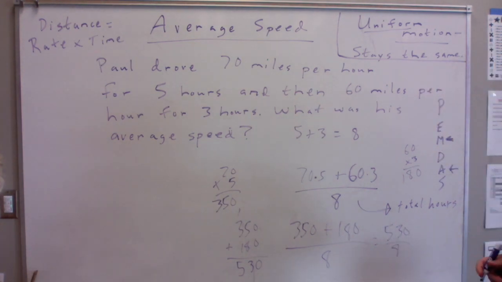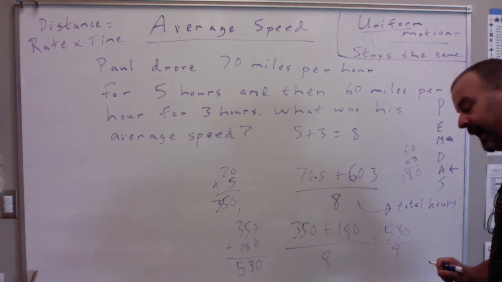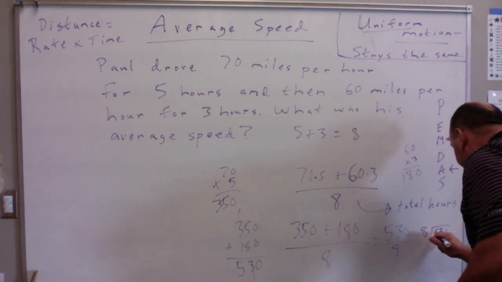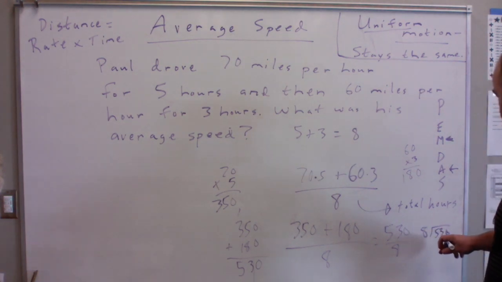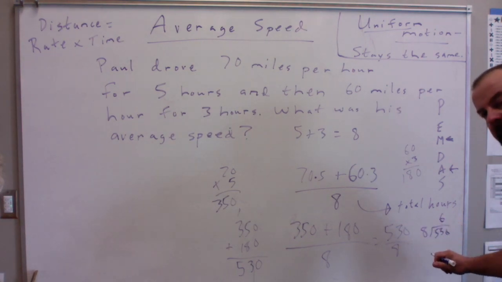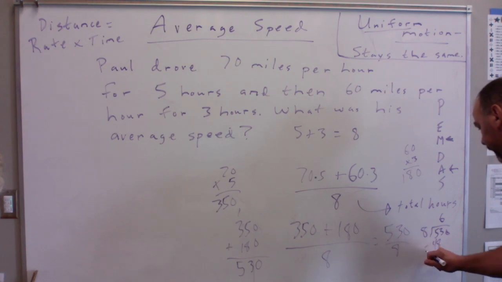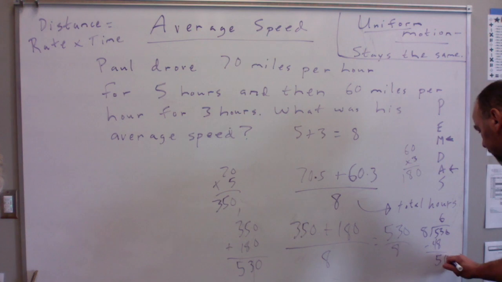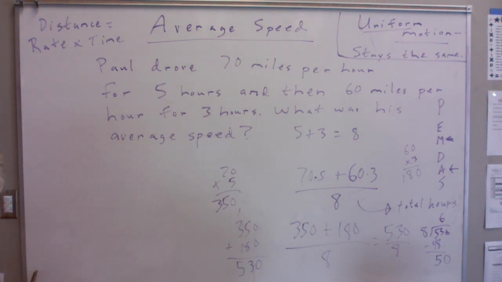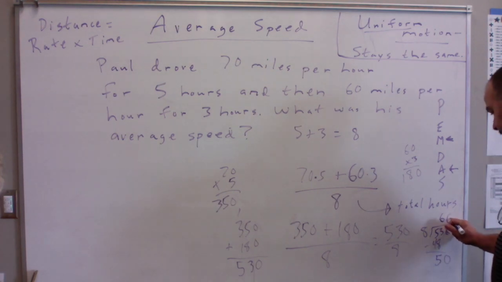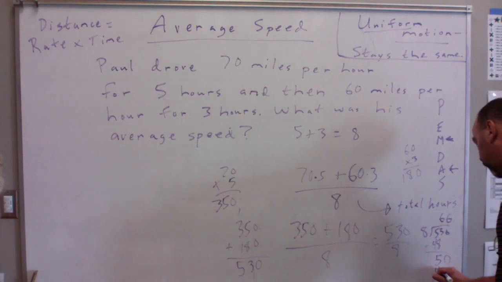So now we're going to divide the 8 into the 530. 8 goes into 530 how many times? 8 goes into 5 0 times. 8 goes into 53 6 times. 6 times 8 is 48. 53 minus 48 is 5. Bring down the 0. 8 goes into 50 about 6 times again. 6 times 8 is 48. Subtracting gives 2. Bring down a 0.